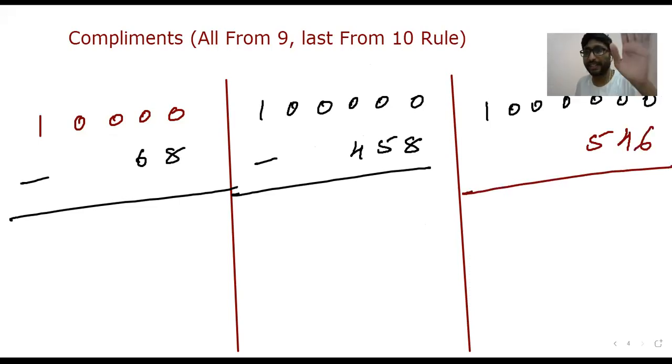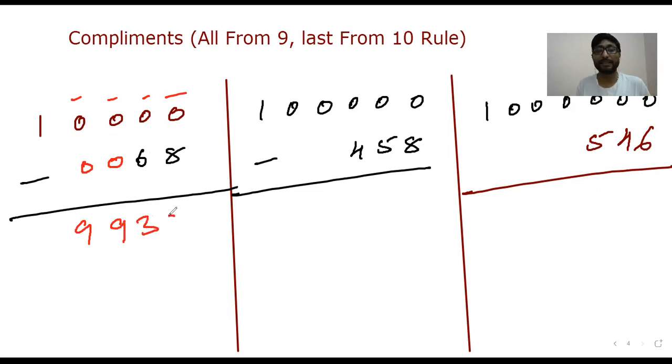So the logic here is very simple. How many zeros are here? 1, 2, 3, 4. How many digits should be there? 4 digits. So think in the mind, 2 zeros are also there. Now it's 4 digits. So 9 minus 0, 9. 9 minus 0, 9. 9 minus 6, 3. 10 minus 8, 2 is the answer.